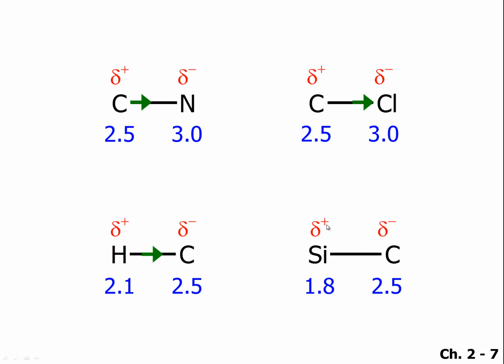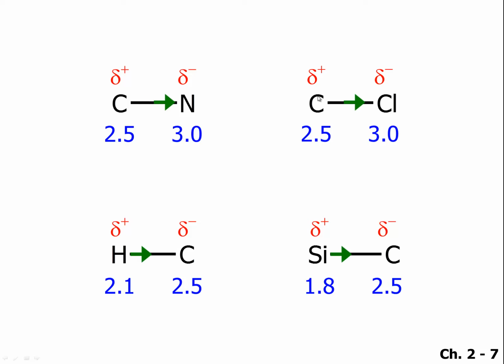So here our silicon is the less electronegative of the two. And that means that our carbon is the more electronegative, and the electrons are going to be drawn towards the carbon in this case. So this is kind of an interesting situation, right? It's sort of the other side of the coin.